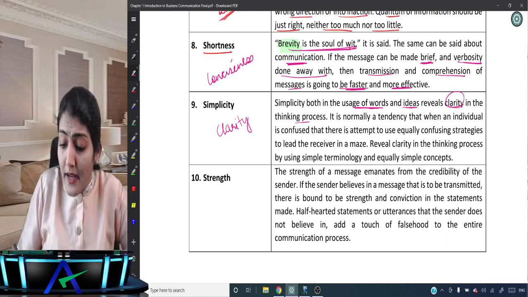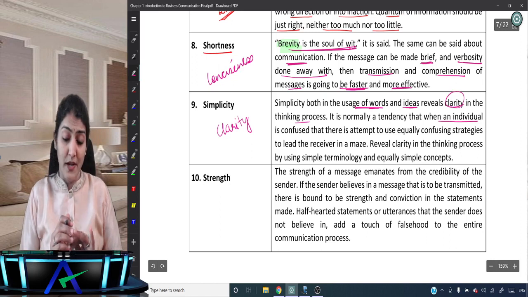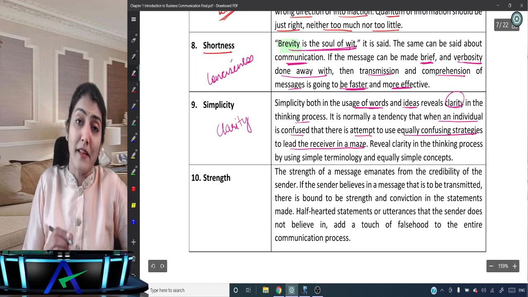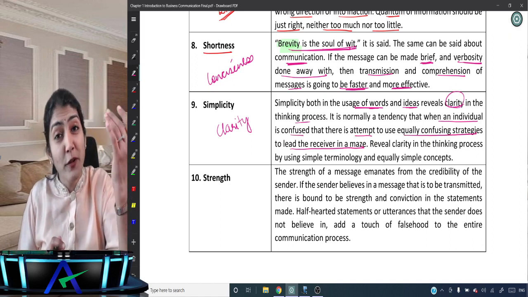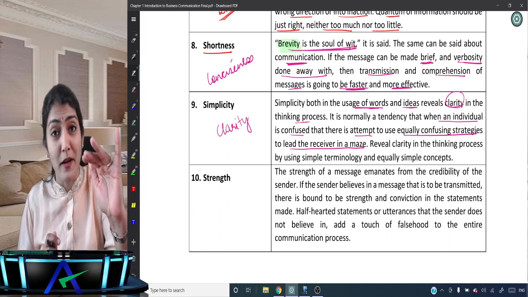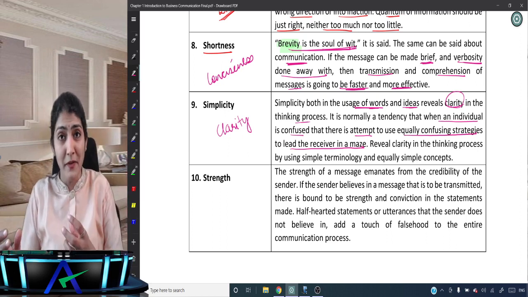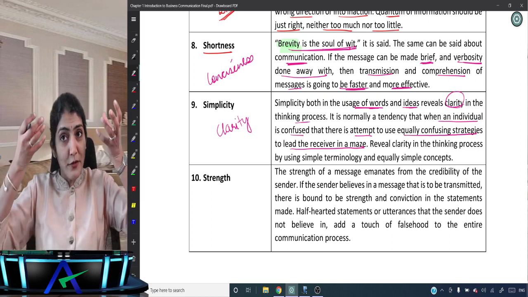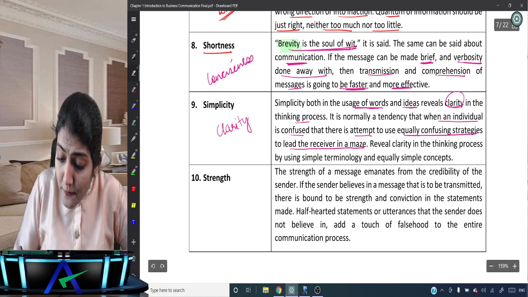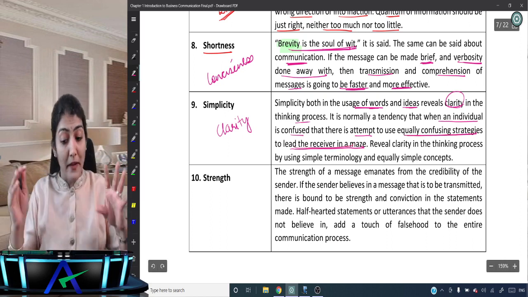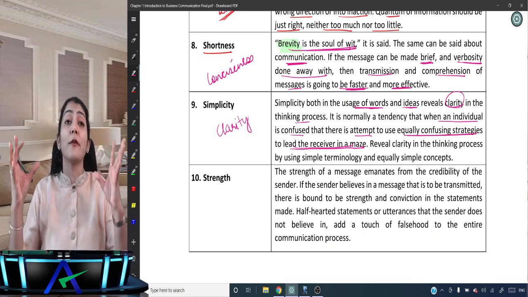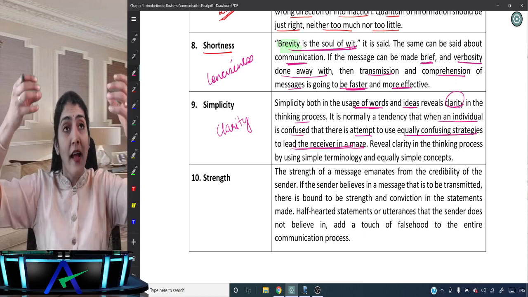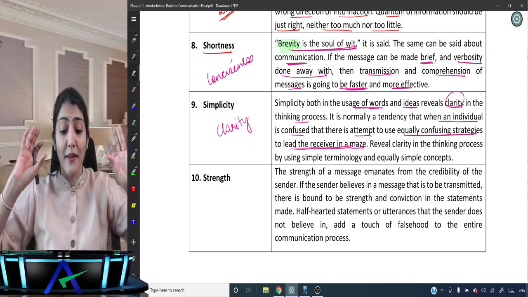It is normally a tendency that when an individual is confused, there is an attempt to use equally confusing strategies to lead the receiver into a maze. So you say, you're so confused. Are you even understanding what you're talking about? Have you used this term? Have you listened to this term? Do you understand what you're talking about? So if there is confusion in your mind, equally confusing strategies would lead the receiver into a maze. So your mind is confused, you communicate in a confusing manner, and that confusion you transmit to the mind of the receiver also.